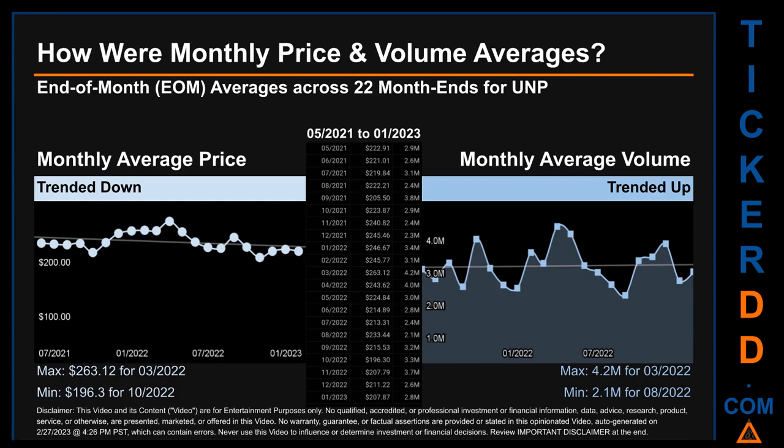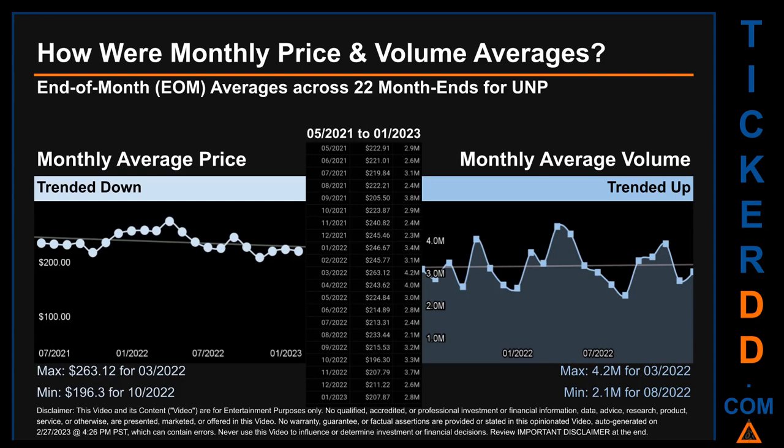How were price and volume averages for UNP? Across 447 trading days, there were a total of 22 month ends, of which monthly averages for daily price and volume were calculated. Overall, monthly price average trended down while monthly volume average trended up.